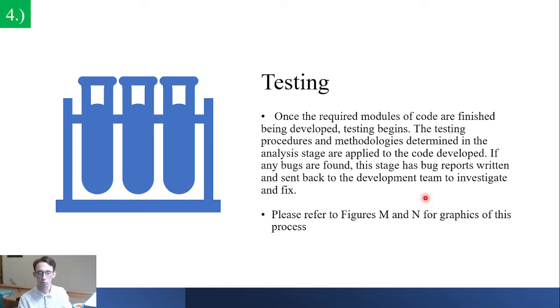They mean putting in erroneous data like zeros, or putting in invalid data, or trying to get access to permissions that only users of a higher tier, maybe a paid tier, would have access to with a free account. Figures M and N represent graphics of this process.